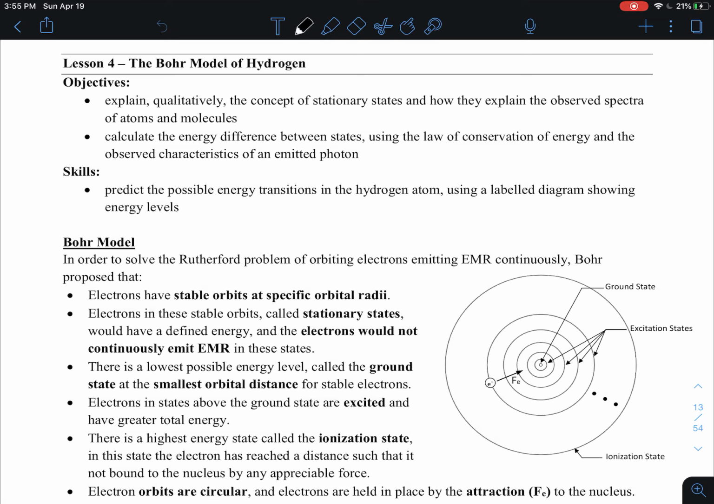All right, lesson 4, the Bohr model of hydrogen. So what we're trying to do is give reasons behind the observed spectral lines that we saw previously. We saw that a certain gas will produce certain spectral lines, and a different gas will produce different spectral lines. And this was Bohr's model, an attempt to give reason behind those spectral lines.